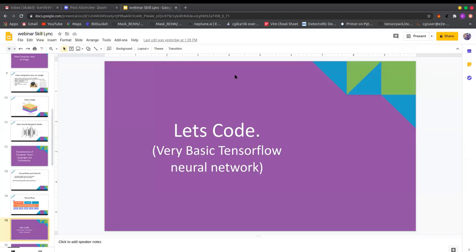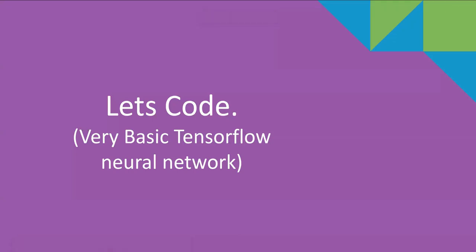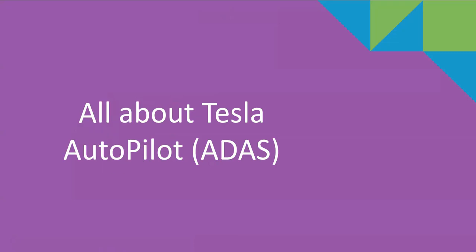Okay, so that was the session for coding. This way you can at least see how a neural network works. By the way, this was in TensorFlow, and this is not an industry network, not how people train. This is a very, very basic neural network, because we have some time constraint. We have to talk about Tesla also. So that was it. Let's talk about Tesla Autopilot, right?